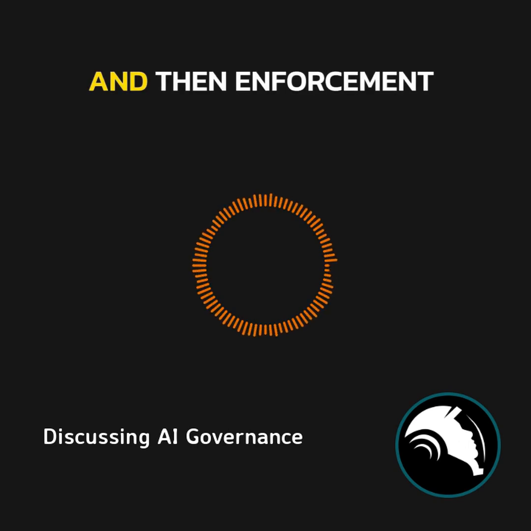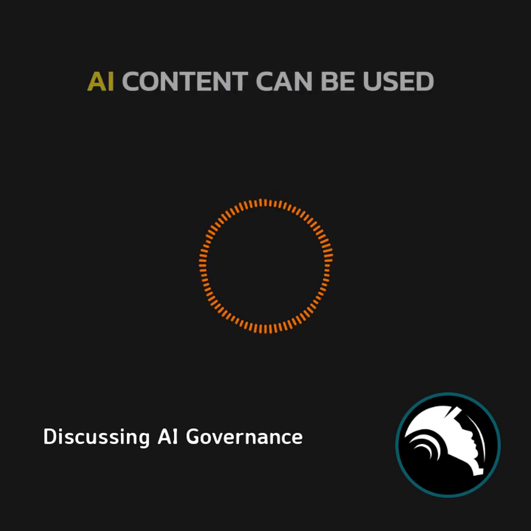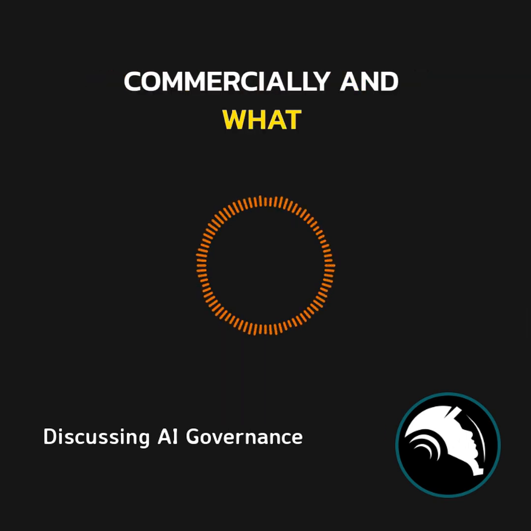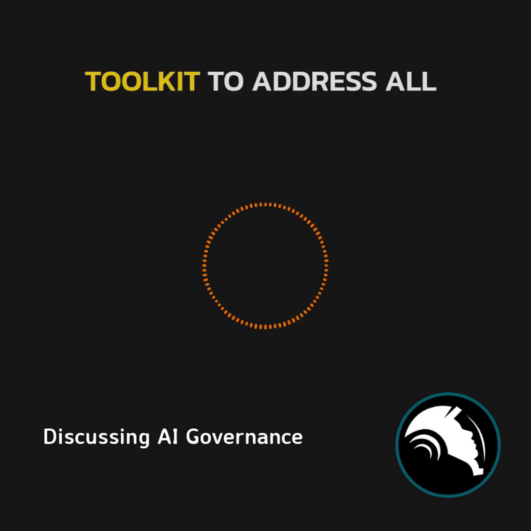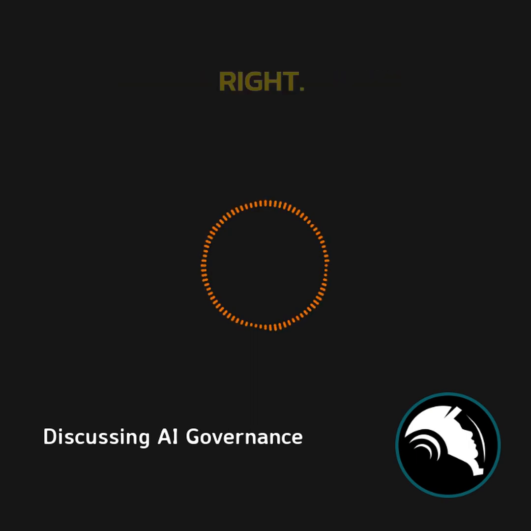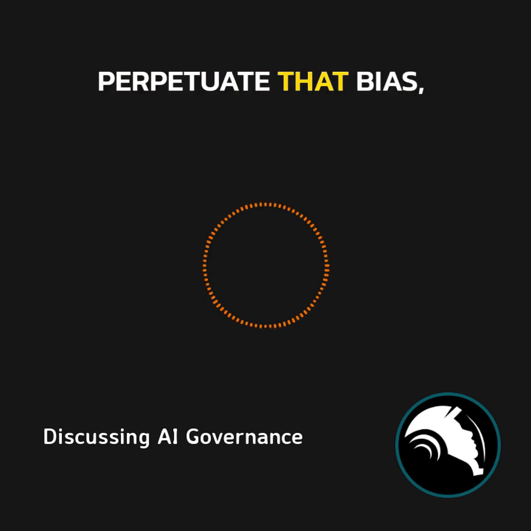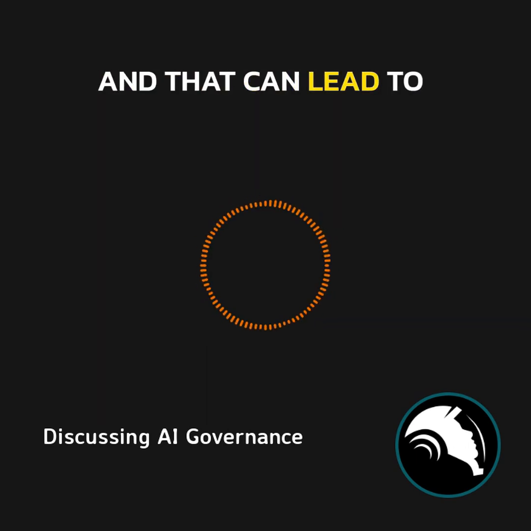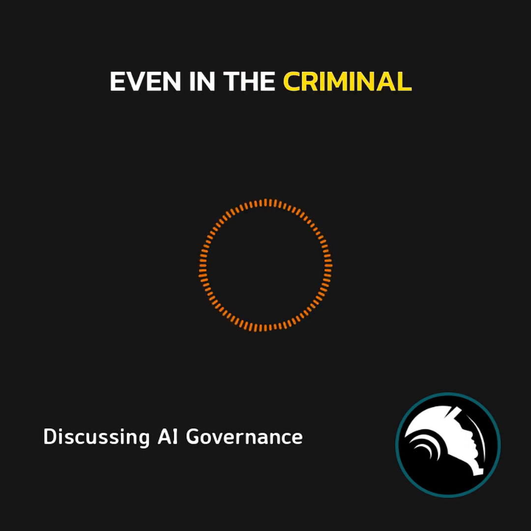Exactly. And then enforcement could involve setting clear guidelines for how AI content can be used commercially and what actually constitutes infringement. Okay. Starting to see how these four Es are like a toolkit to address all these different issues. So what else is there? Well, another big one is bias and discrimination. Right. Because if AI is trained on data that's already biased, it's just going to perpetuate that bias, right? Exactly. And that can lead to some really unfair outcomes, especially in areas like hiring or lending or even in the criminal justice system.